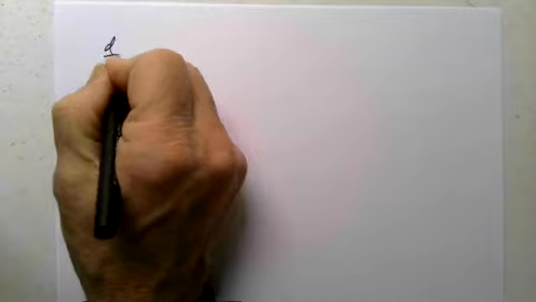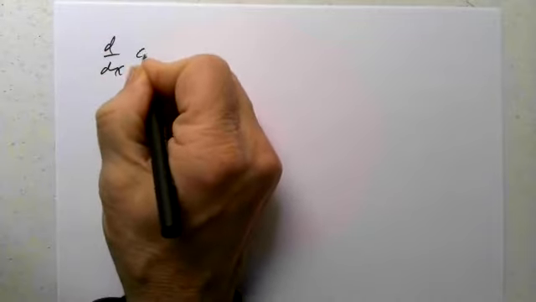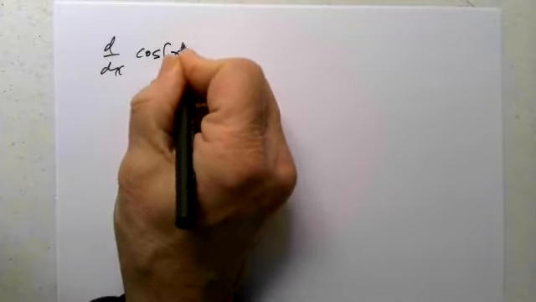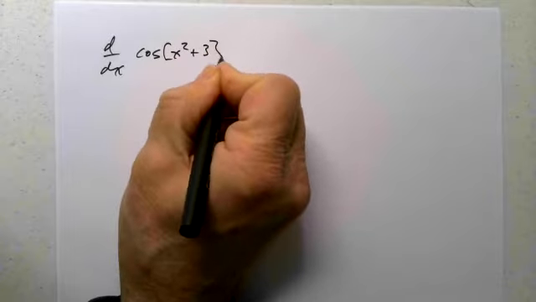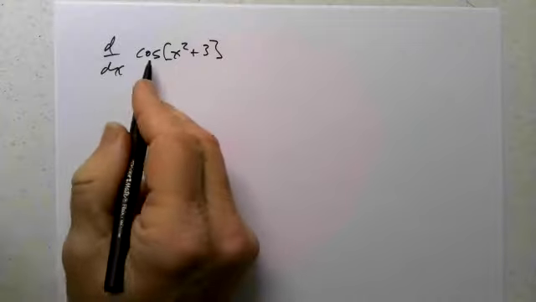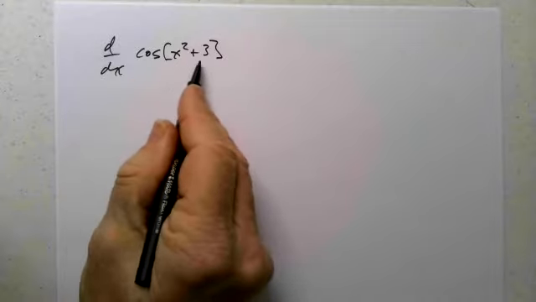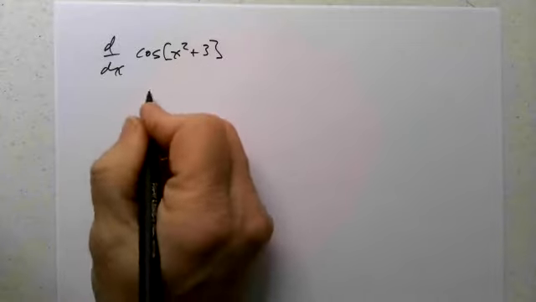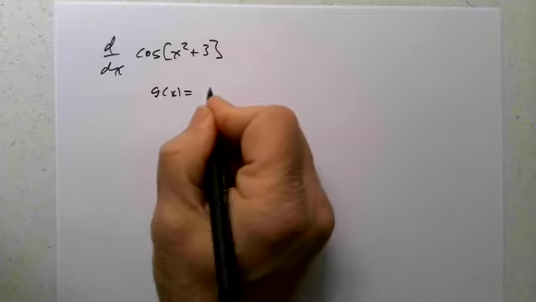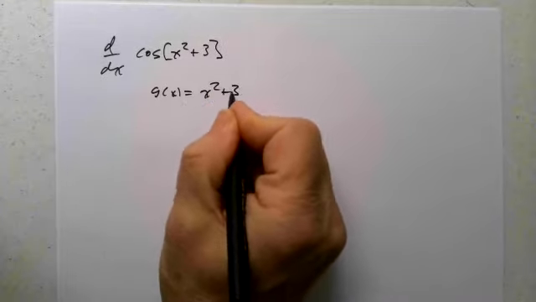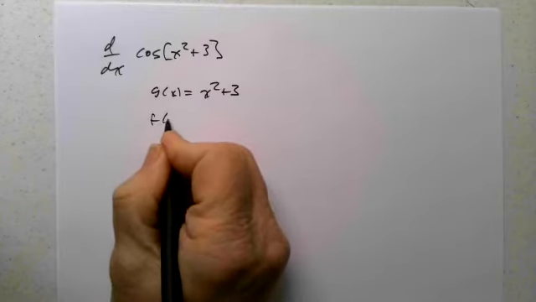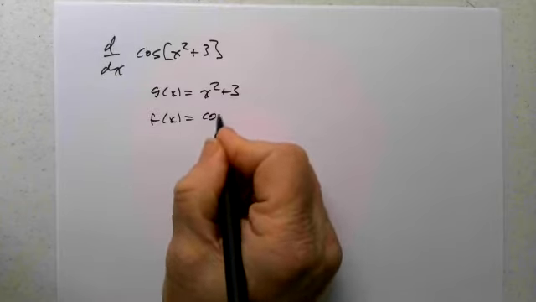If I want the derivative with respect to x of the cosine of x squared plus 3. Well, what is the outside function? The outside function is cosine. The inside function is x squared plus 3. So we would say g of x is x squared plus 3, and f of x is cosine x.